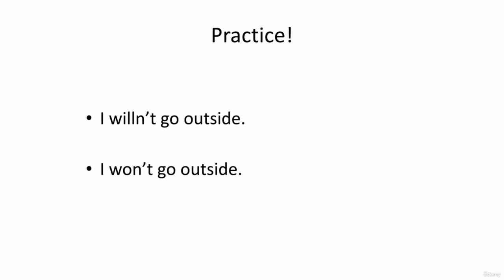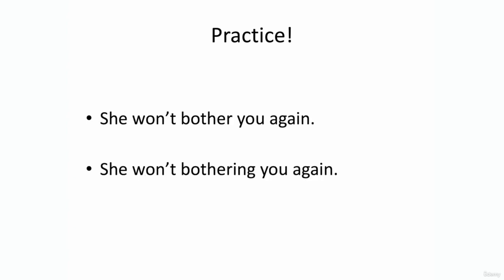I won't go outside. The second sentence is correct. I won't go outside. There is only one way to contract will and not. She won't bother you again. She won't bothering you again.